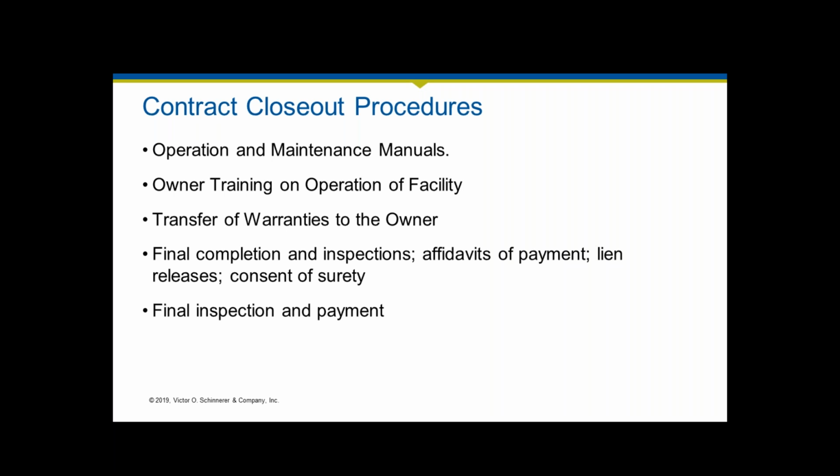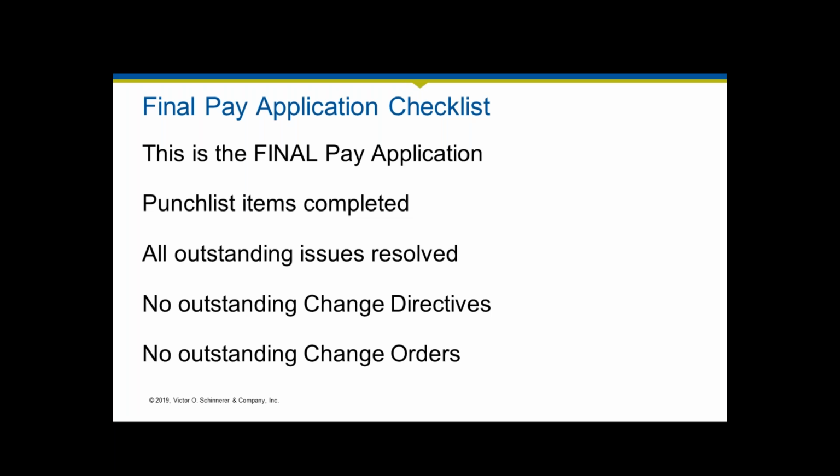completely. And then finally, what does a final inspection and payment look like? And finally, as a firm, there's a final pay application. This is it. So if you're processing a final pay application, this means that all punch list items have been completed, all outstanding issues have been resolved, there are no outstanding change directives and no outstanding change orders. Because if there are any outstanding change orders that haven't been resolved, that is a claim. There's nothing else to it but for the contractor to file a claim. So you need to be aware of where the statuses of all of the outstanding issues are. And once you pay up, once the owner pays, that should be it.